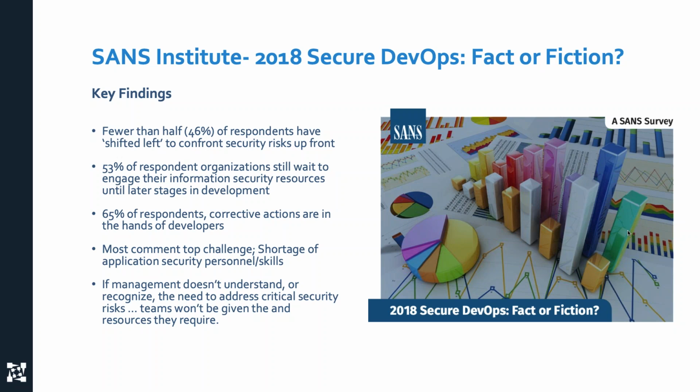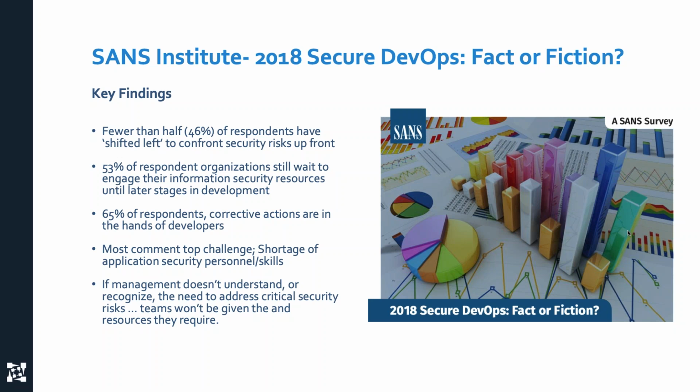Less than half of the respondents have shifted left their security initiatives. So this is what we talked about right at the beginning of today's presentation, in that many organizations are still taking a right-sided approach to security, looking at security just before we release. And a little bit over 50% of the respondents are still waiting to engage their information security resources until later in the stages of development. That's a resource constraint. Waiting to engage those security resources probably means that they're not ready. They're not ready to receive the information, but they're also not ready to be part of the process. And this is not very agile. You're waiting for your security resources at the end or the later stages of the development process.